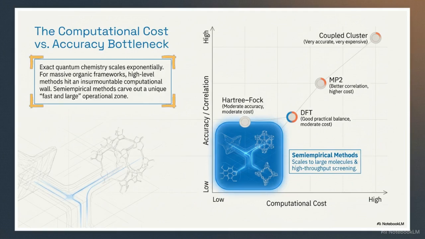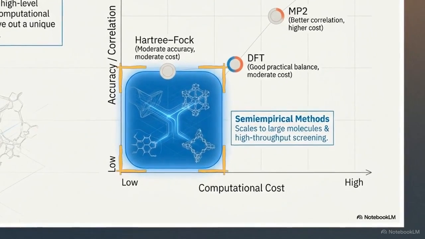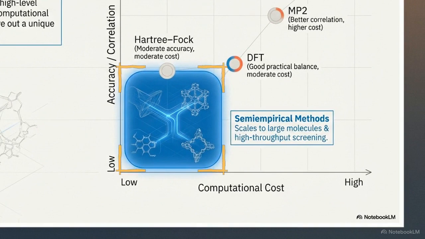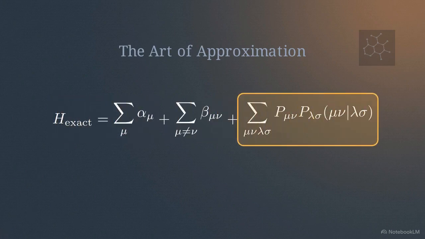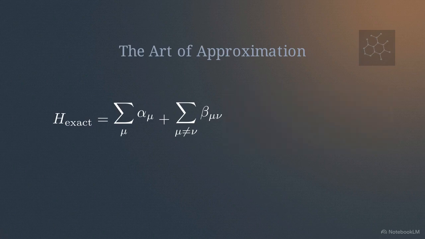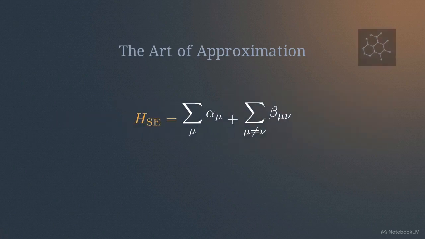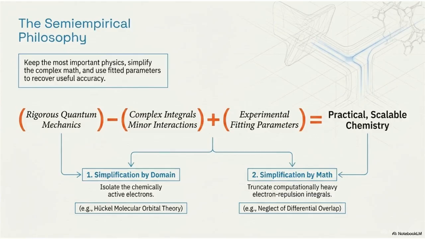To study large systems, chemists rely on a different family of tools. Down here in the lower left is the operational zone for semi-empirical methods. They sacrifice a degree of absolute accuracy to achieve the speed necessary to process enormous molecules. The core premise here is practical. Rather than demanding flawless mathematical purity from the Schrödinger equation, semi-empirical models actively strip away the most difficult parts of the calculation. This graphic diagrams the semi-empirical philosophy.